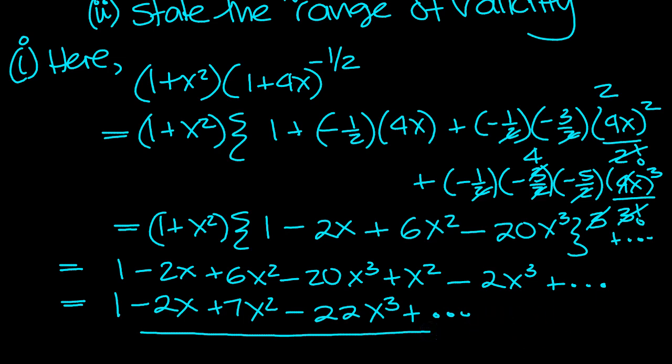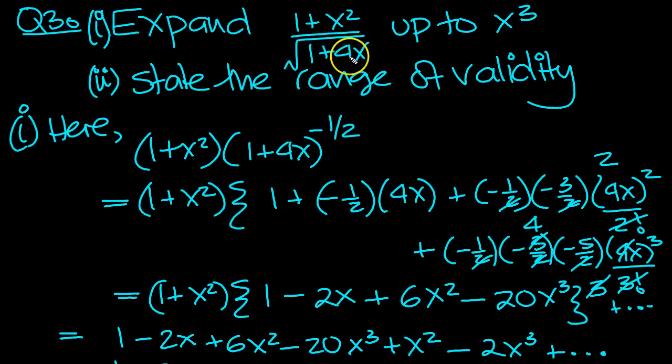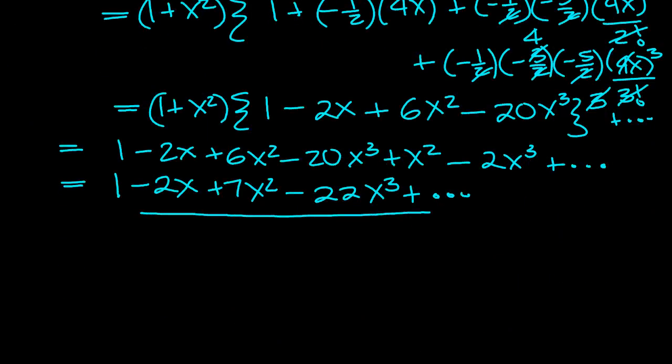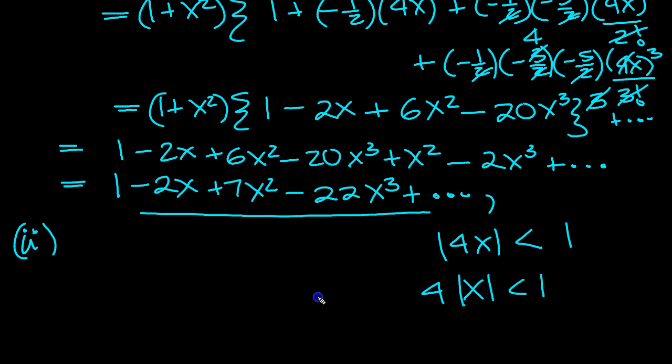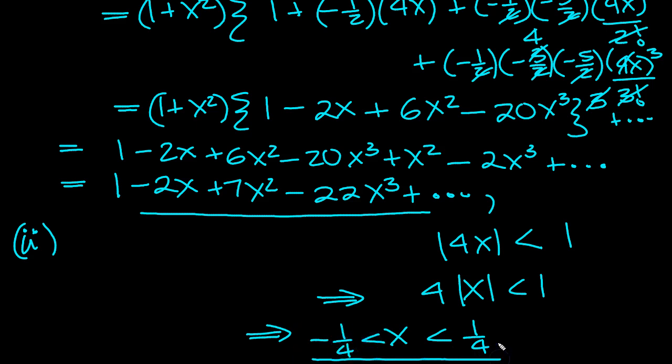The range of validity, well, if we look at that, this is the 4x here. The modulus of 4x must be less than 1. This is part 2. So that tells us that 4 times modulus x is less than 1. And that tells us that modulus x is less than a quarter, so x can go up to 1/4 and down to minus 1/4, so x lies between, because the 4 can come underneath. So I'm going to put that on that line there, move the 4 from times to divide from this here.